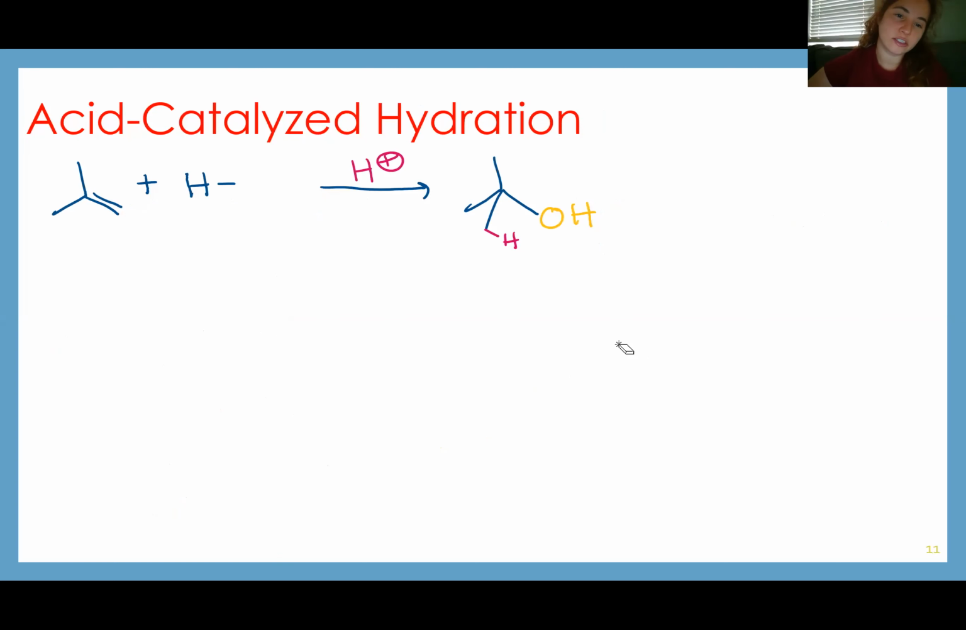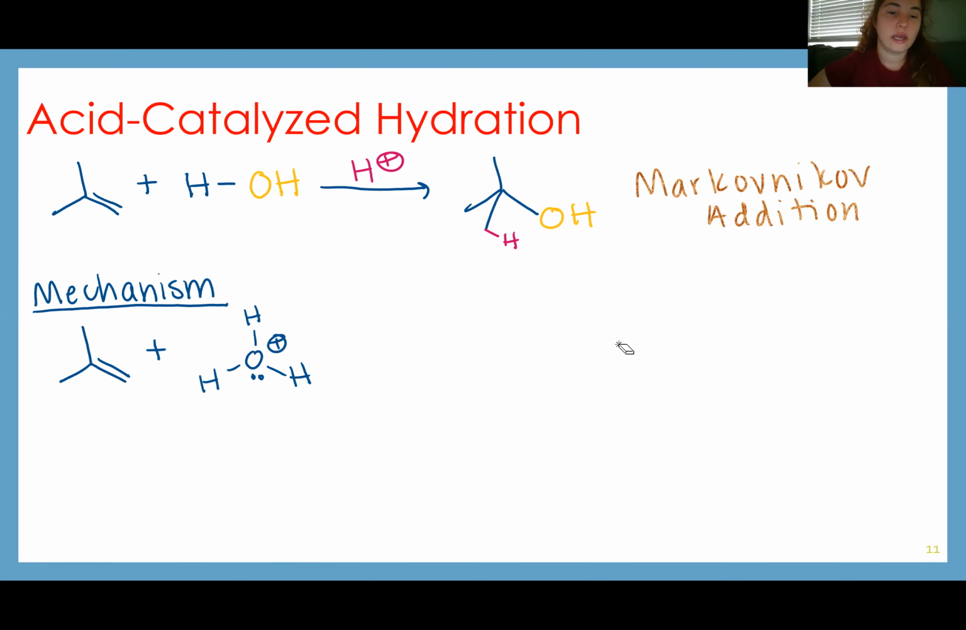Okay, so our next reaction is acid catalyzed hydration. This is the exact opposite of dehydration. Your alkene is going to start off, and it's a Markovnikov addition also. So we're going to look at the mechanism here.